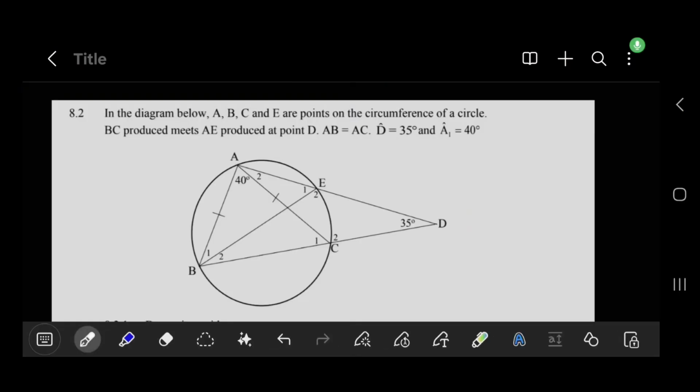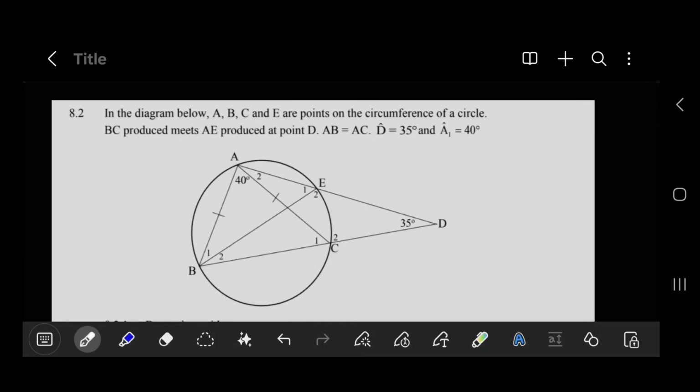Our fourth practice problem for grade 11 Euclidean geometry. We have 8.2 that says in the diagram below, A, B, C and E are points on the circumference of a circle. BC produced meets AE produced at point D.